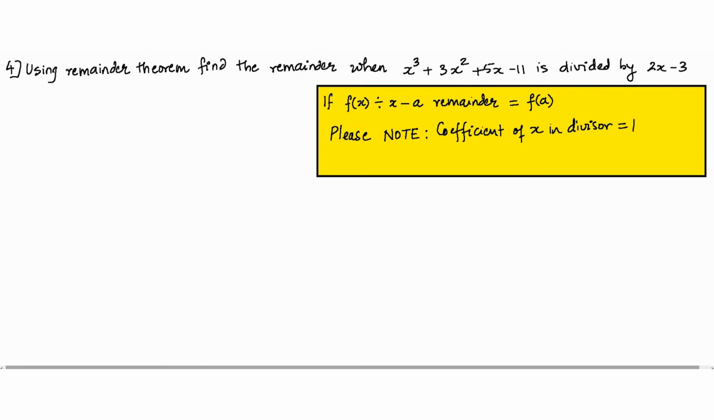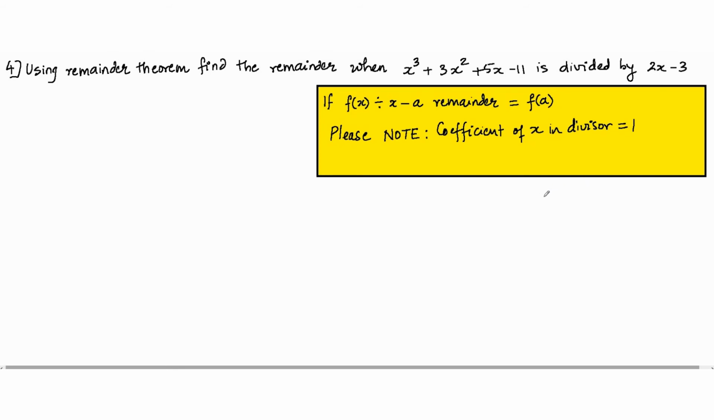So this was the remainder theorem. If f of x was divided by x minus a, the remainder was f of a. Please note that the coefficient of x in the divisor was 1. Now that's not happening over here, right? So I have the divisor as 2x minus 3 here. The coefficient of x is not 1, it is 2.